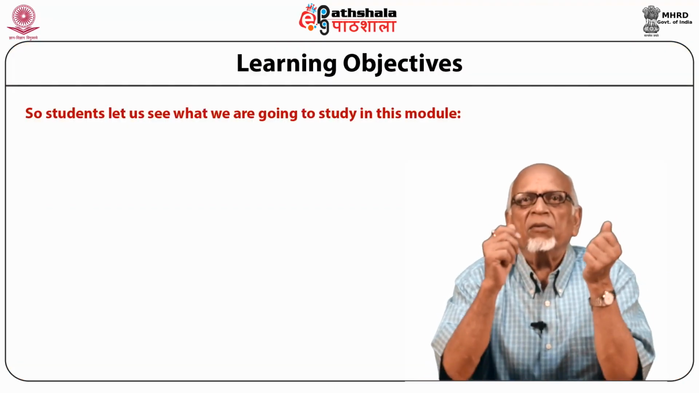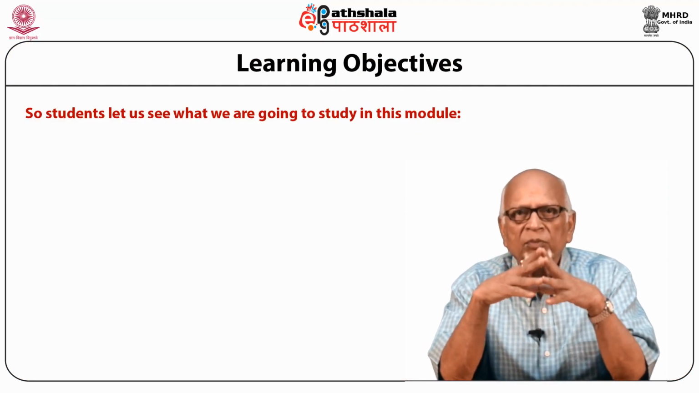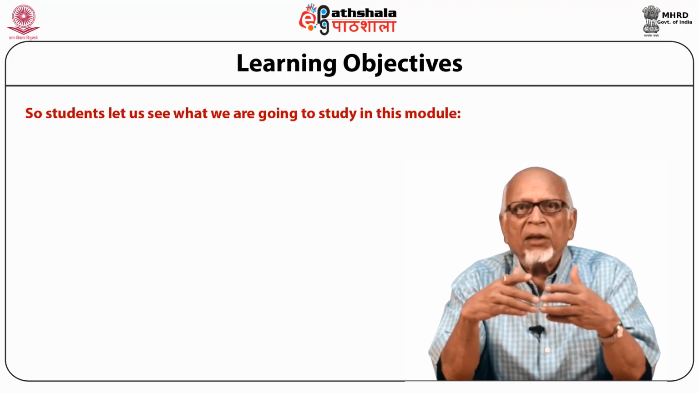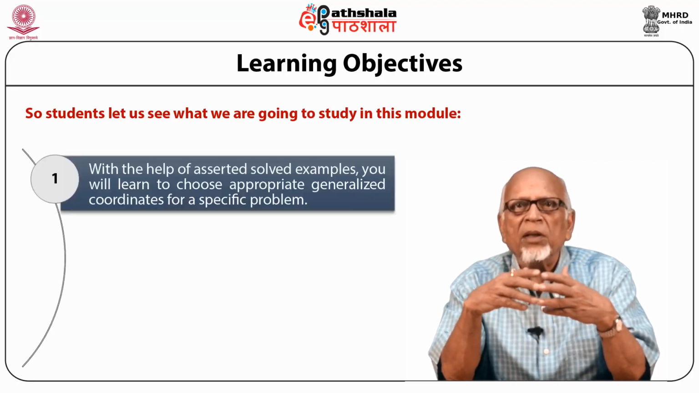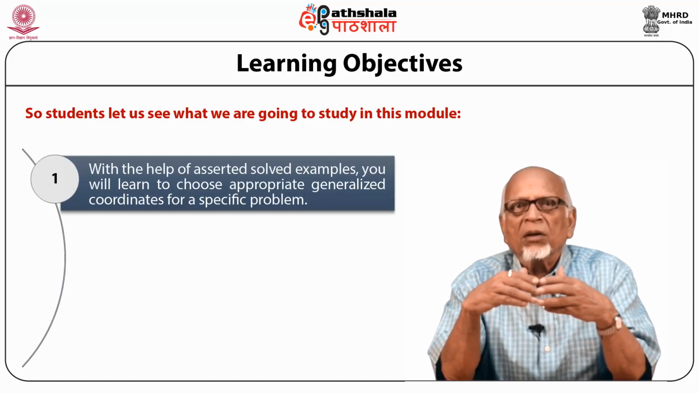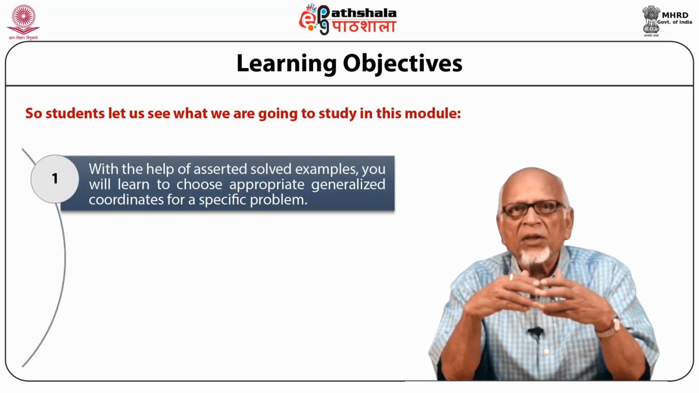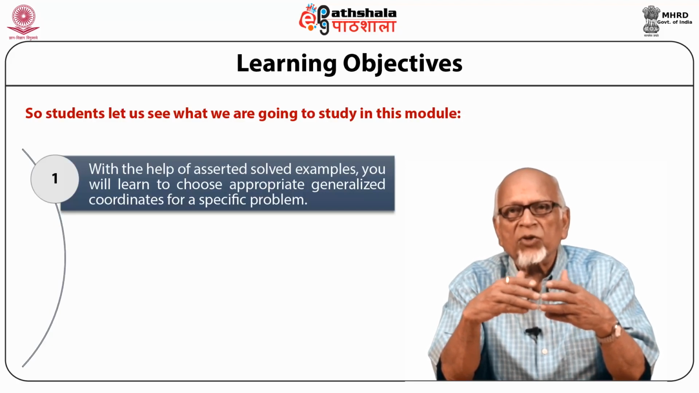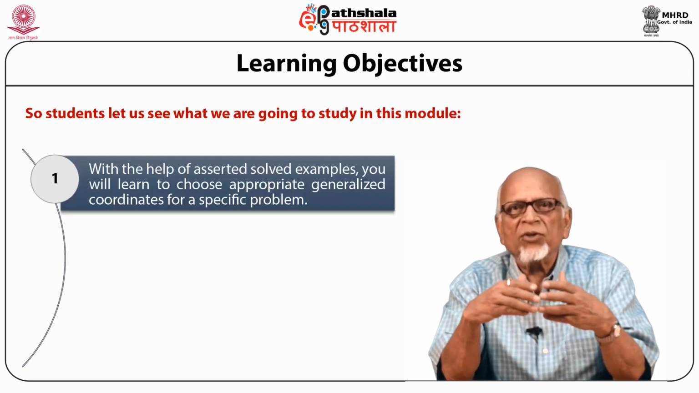So students, let us see what we are going to learn in this module. As I said before, the formalism we have learned earlier. Now, with the help of some simple assorted problems, we will learn how to choose the appropriate generalized coordinates for a specific problem. The most important thing in the application of this formalism for solving dynamical problems is to first make a judicious choice of the appropriate generalized coordinates.